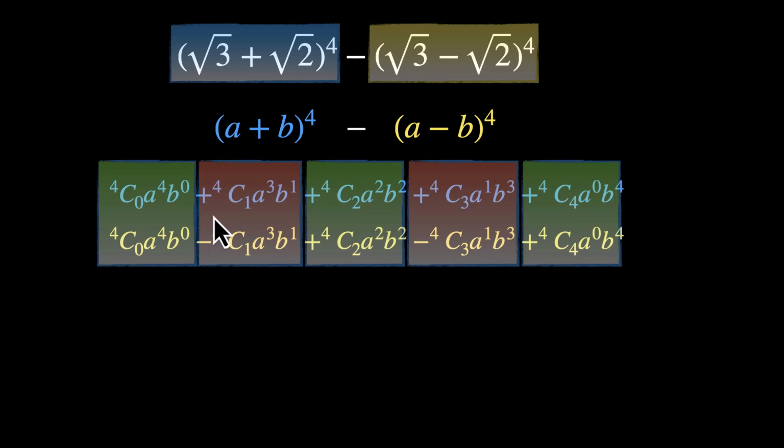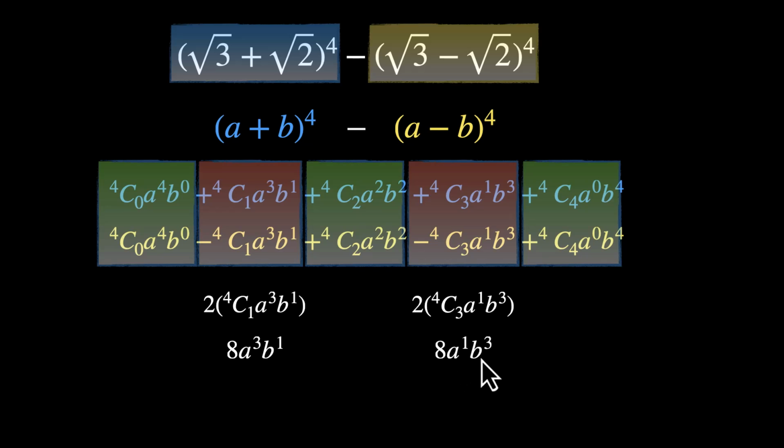What about here? We have 4C1 a³b minus (−4C1 a³b). So minus minus is plus. So what we'll get is 2 times 4C1 a³b. We'll get something similar here: 2 times 4C3 ab³. This is what we get if we subtract this from this. Let's further simplify. 4C1 is 4. 2 times 4 is 8. So this is 8a³b. Here we have 8ab³. Now we have to add these two. We have 8ab common and a² + b² is left. So this is what we get.